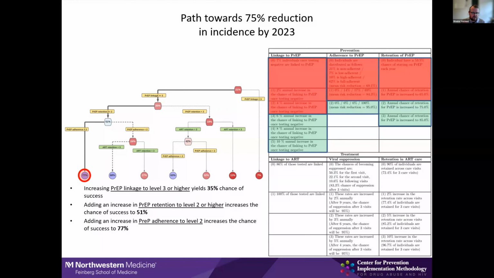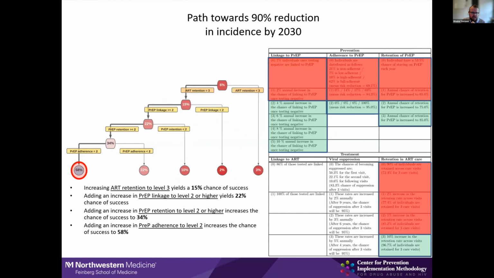So this shows us that to get to 75% reduction by 2023, we need an intervention level of at least level 3 for PrEP linkage, at least level 2 for adherence to PrEP, and at least level 2 for retention in PrEP. What these levels mean, I will not go into the detail, but it gives you a sense of what severity of interventions are needed on a systemic level to get towards your goal. So this was the tree for an intermediate level, but we also did it for the 90% reduction level by 2030, and you'll get a similar picture.